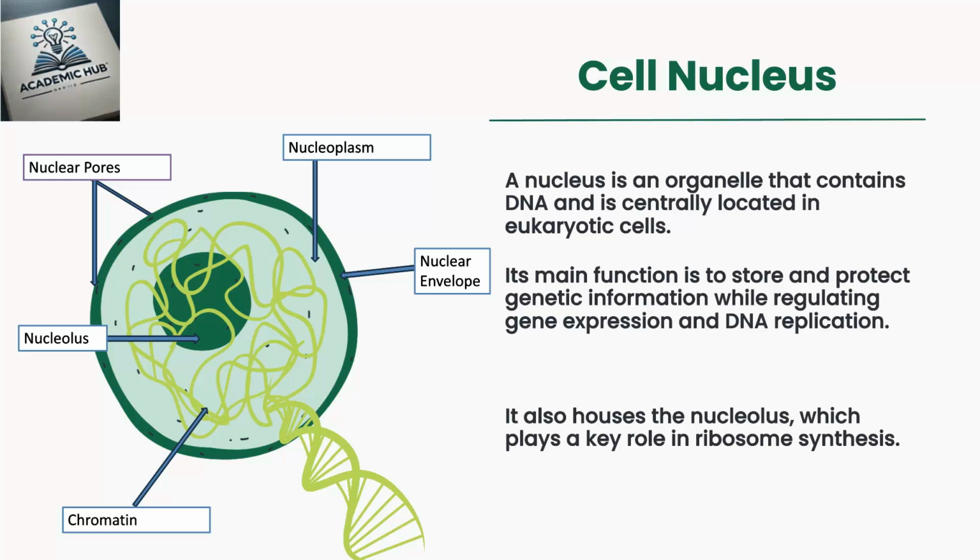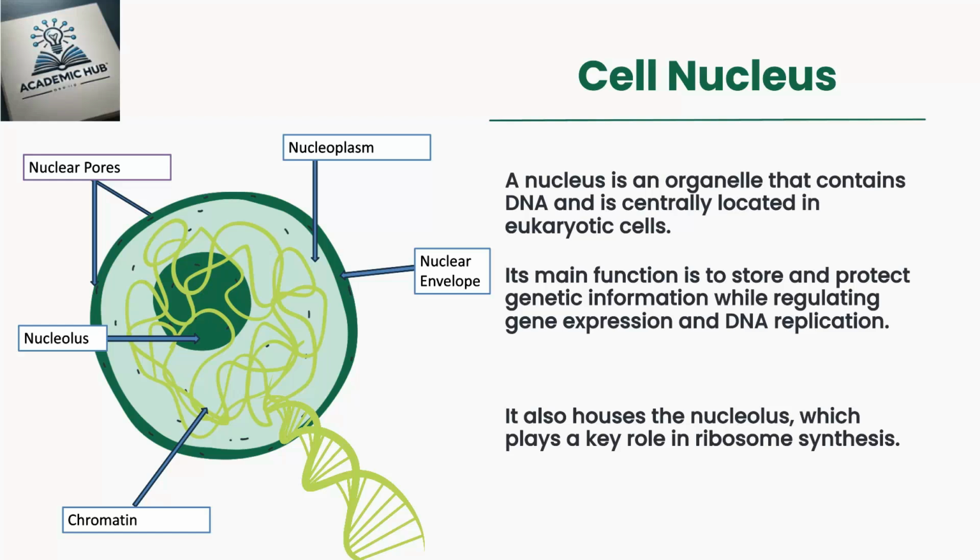Functions of the nucleolus: it produces ribosomal RNA, known as rRNA. The nucleolus assembles ribosomal RNA, a crucial component of ribosomes. Next, it combines ribosomal RNA with proteins. It forms ribosomal subunits which later assemble into functional ribosomes in the cytoplasm. Next is regulating protein synthesis. The nucleolus ensures that ribosomes are made efficiently, allowing cells to produce protein as needed.